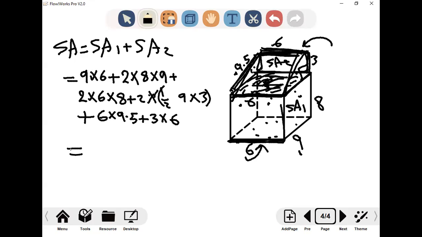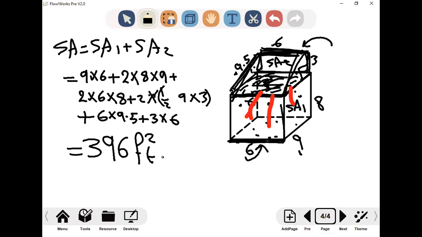Now let's calculate only. I have only 1 minute. Let me just calculate it quickly for the online class. Give me a second. 9 multiply 6 plus 2 multiply 8 multiply 9 plus 2 multiply 6 multiply 8 plus 2 multiply half multiply 9 multiply 3 plus 6 multiply 9.5 plus 3 multiply 6. The answer exactly is 396. 396 what? Feet squared.